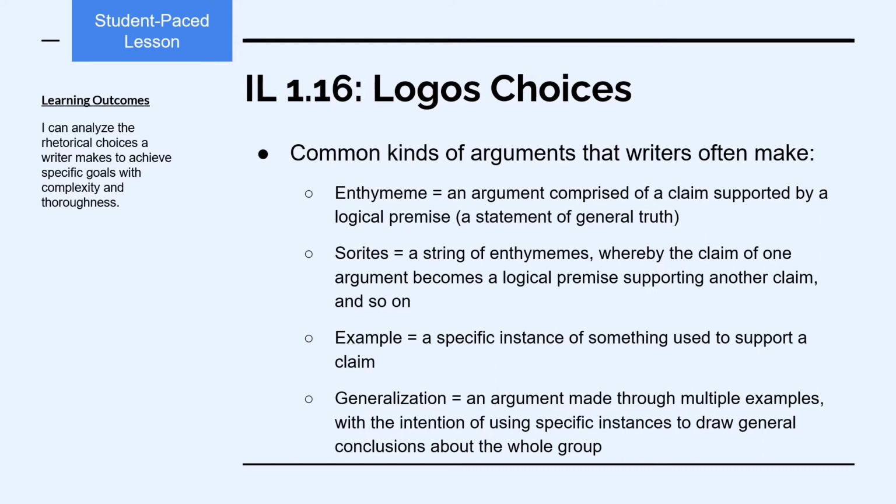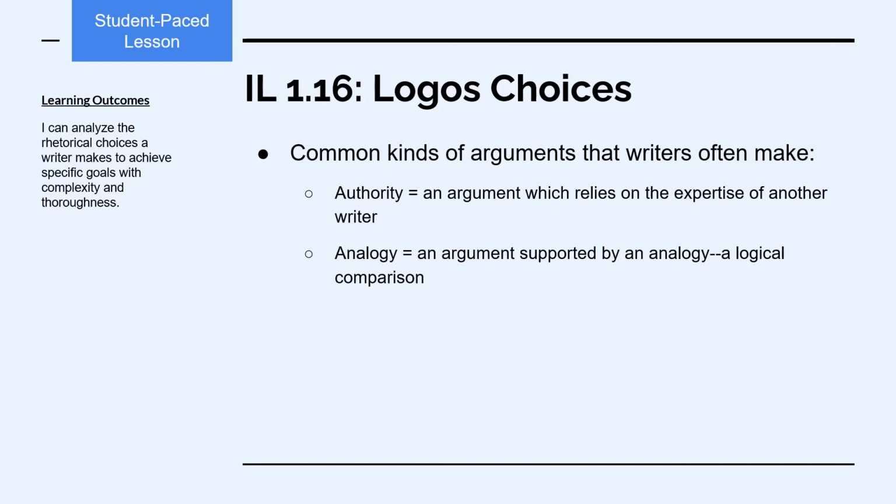Example is exactly what it sounds like, a specific instance of something used to support a claim. Generalization, that's an argument made using multiple examples, with the intention of using specific instances to draw general conclusions about the whole group. An argument from authority is an argument which relies on the expertise of another writer. And finally, an argument through analogy is an argument supported by an analogy, that is, an argument made through a logical comparison.